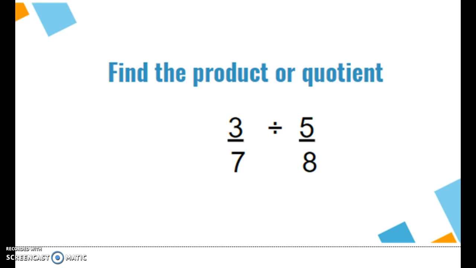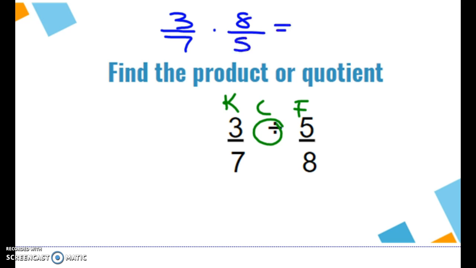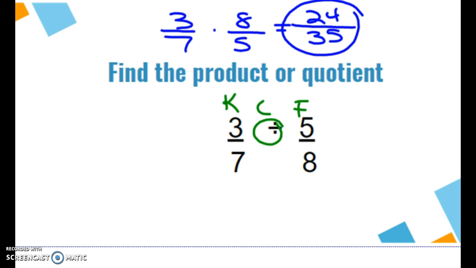All right, here's our next one. This is a division problem, so I need to keep, change, and flip. So if I do that, I'm going to have 3 over 7 times 8 over 5. If I multiply across, 3 times 8 is 24, and then 7 times 5 is 35. You have to make sure that you can't simplify that, but nothing can go into both 24 and 35, so you are finished.